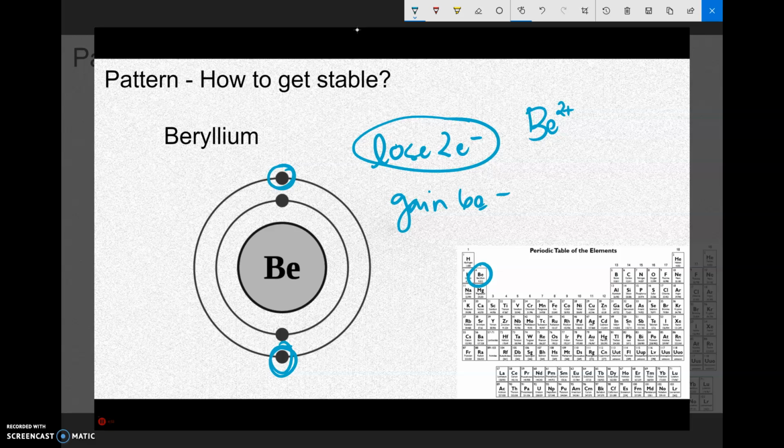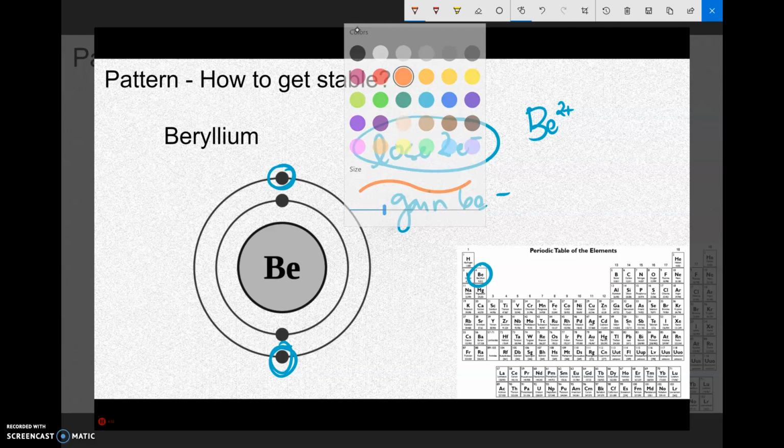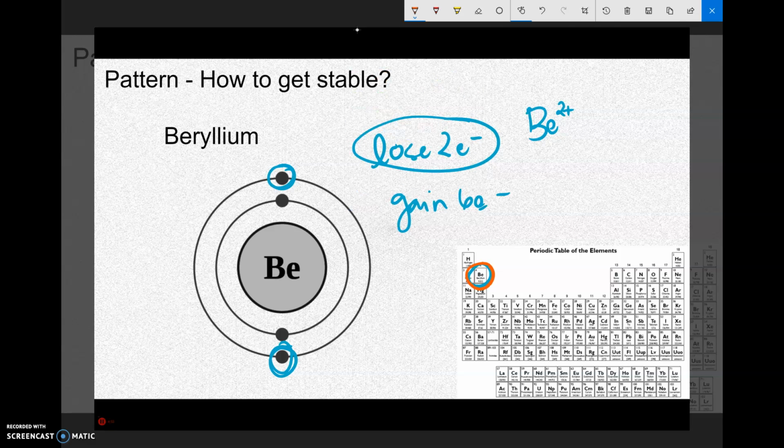So let's just break that down and look at that and make sure you feel okay about that. So beryllium right here has 4 protons and 4 electrons, and that's as an atom. If we look at losing 2 electrons, it's going to be right there, 2 electrons. So the difference here is going to be a +2 charge. And that's where we're getting that charge right there.